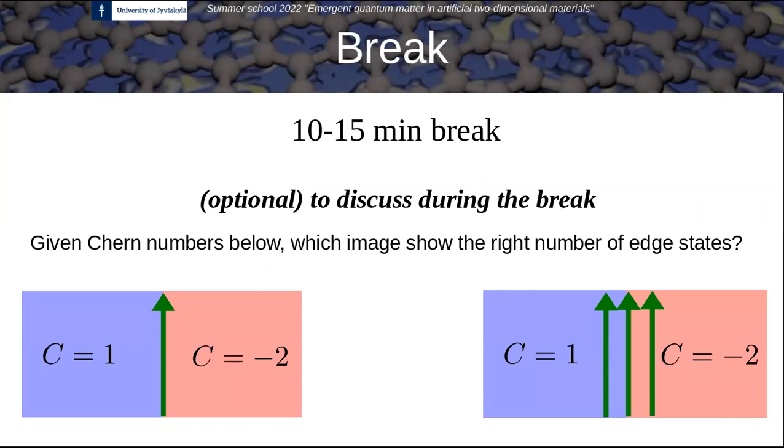All right, so now it's a very good time to do a break. So what I would ask you to think about is which one of these two options is the correct one. So I would like to ask you what happens if you put an interface between a Chern insulator that has Chern number one or Chern number two. So do you get this picture on the left or do you get this picture on the right?